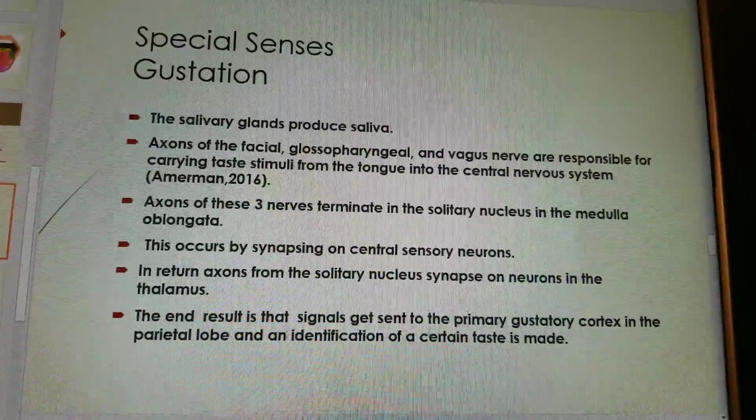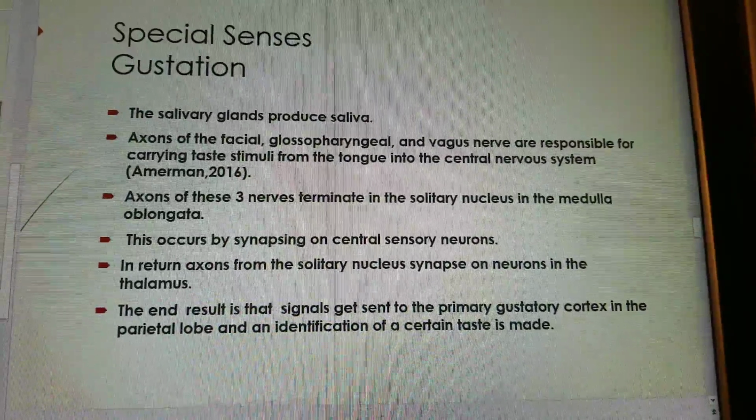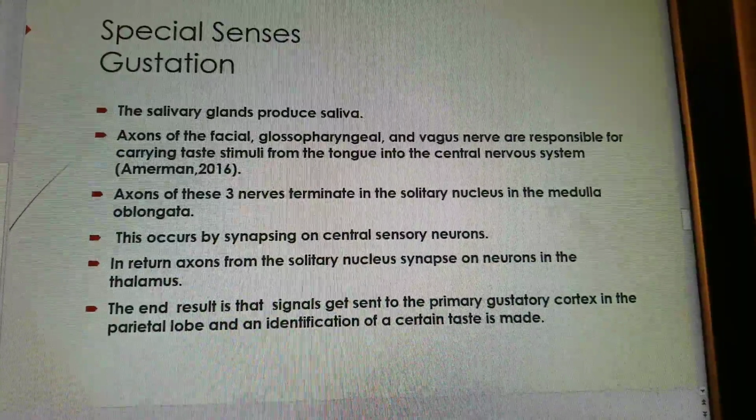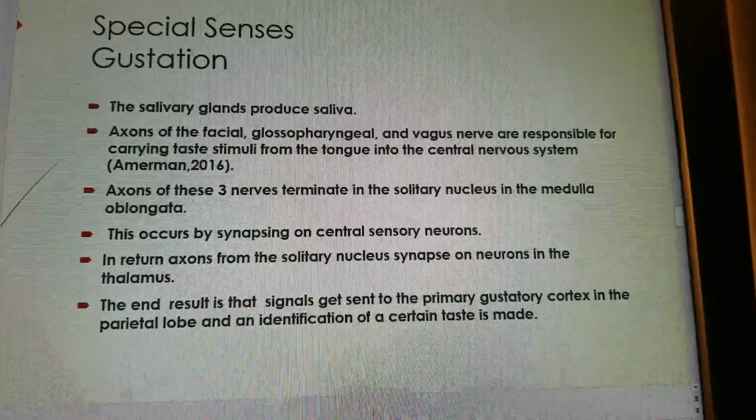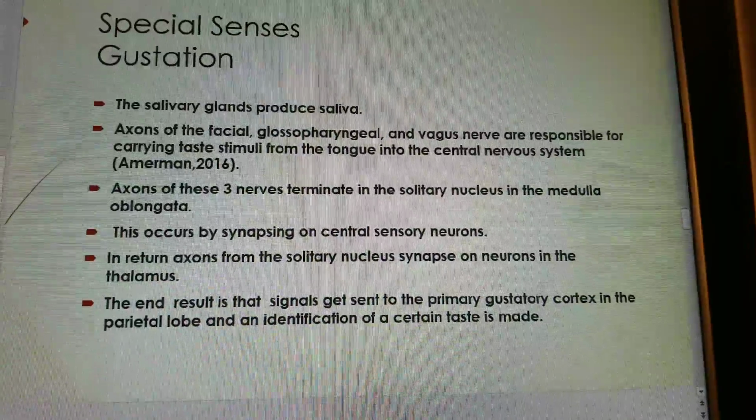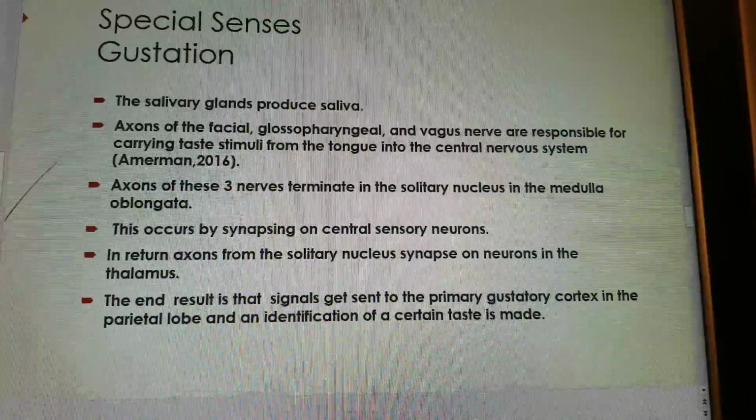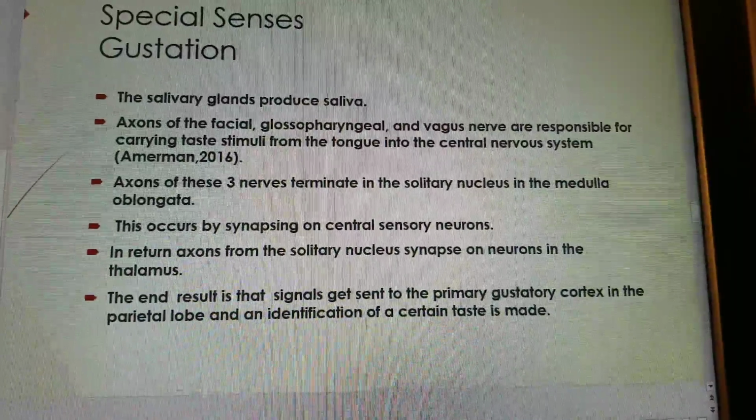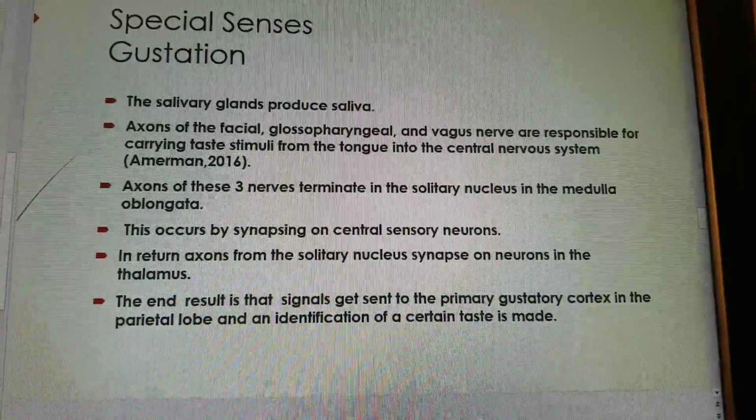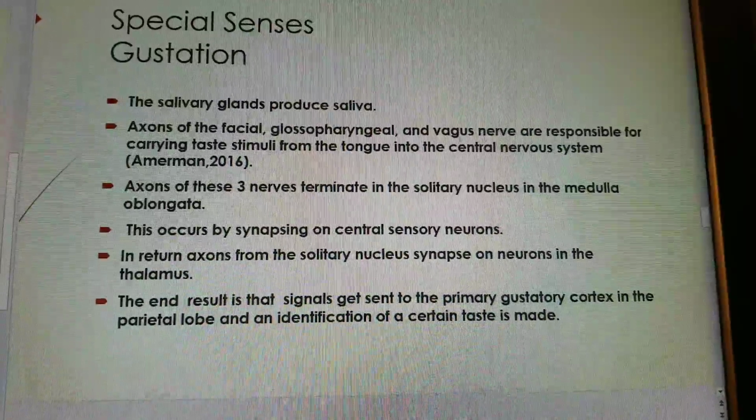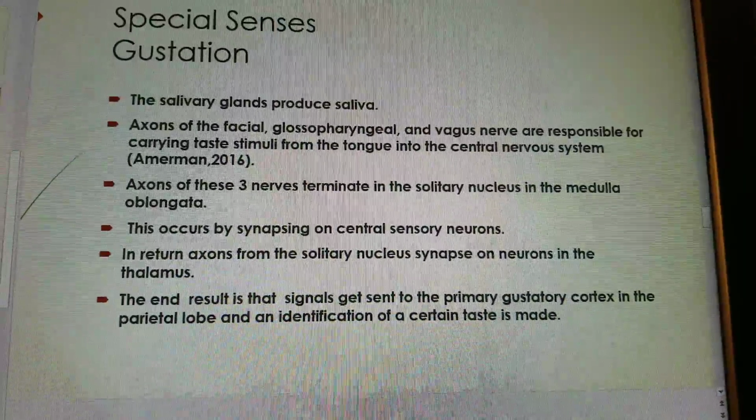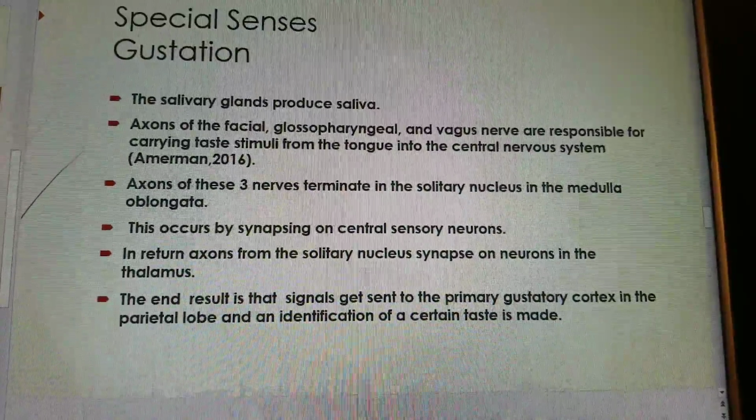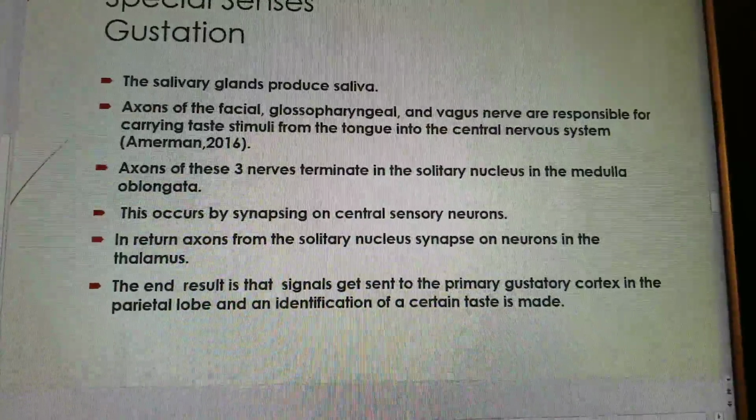Axons of the facial, glossopharyngeal, and vagus nerves are responsible for carrying taste stimuli from the tongue into the central nervous system. Axons of the three nerves terminate in the solitary nucleus in the medulla oblongata. This occurs by synapsing on central sensory neurons. In return, axons from the solitary nucleus synapse on neurons in the thalamus. The end result is that signals get sent to the primary gustatory cortex in the parietal lobe, and an identification of a certain taste is made.